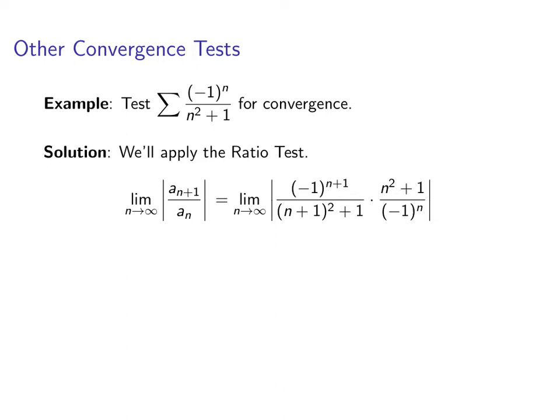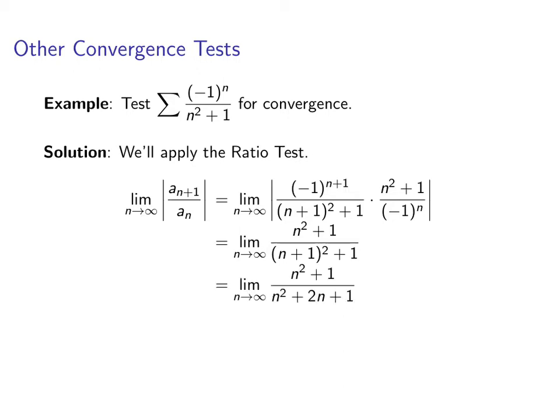One thing to note is that these minus 1s are going to just disappear because they're on the inside of absolute value. So we end up with the limit as n approaches infinity of n squared plus 1 over (n plus 1) quantity squared plus 1. Multiply that out, we get the limit of n squared plus 1 over n squared plus 2n plus 1.